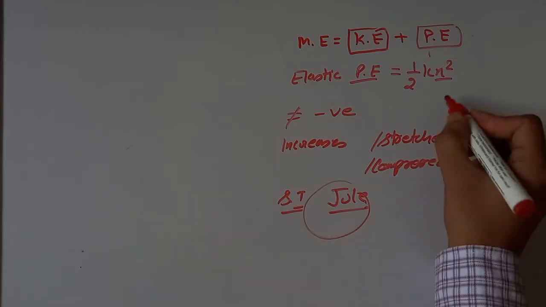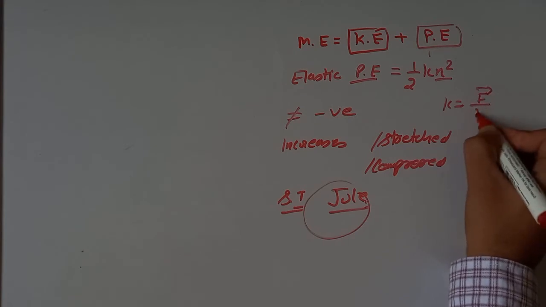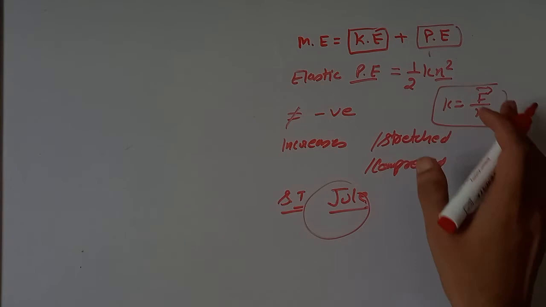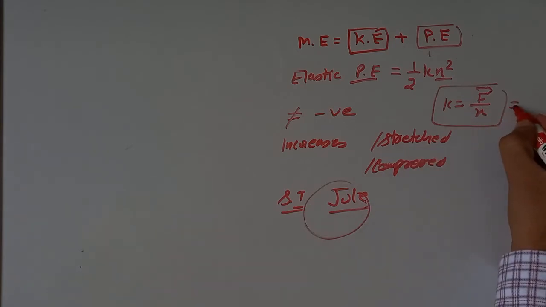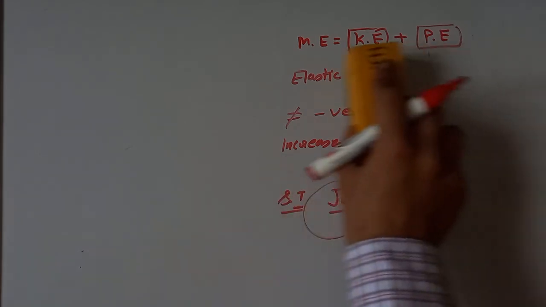And what is spring constant here? Spring constant here is k, which is equal to force divided by x, that is force divided by displacement, and its unit is Newton per meter. This is all about elastic potential energy.